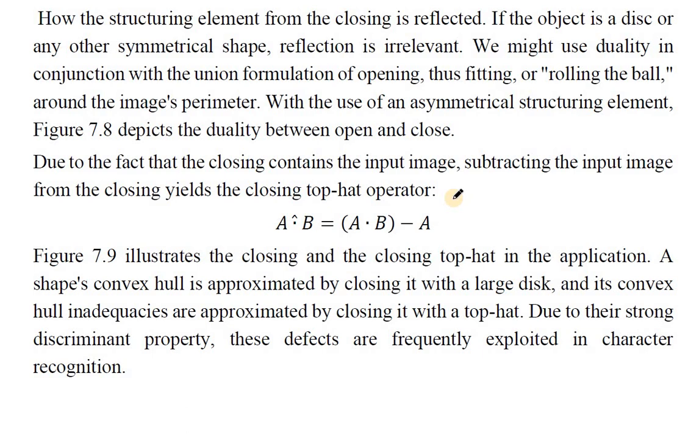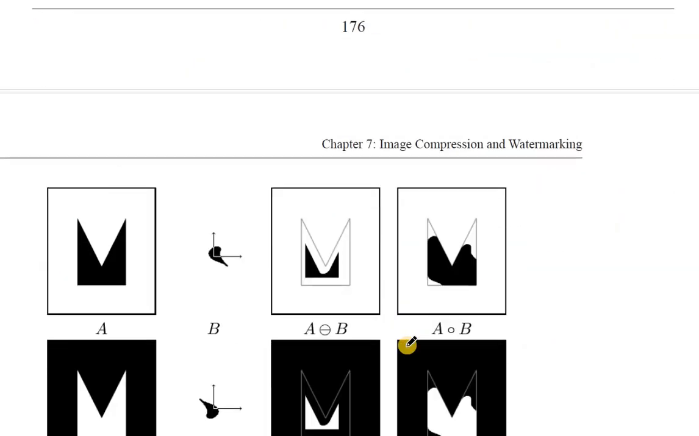Now just like there was an opening top hat, there is going to be a closing top hat. Okay, so what are we going to do? We are going to subtract the input image from the closing answer, which yields the closing top hat. So exactly as opening top hat was, in exactly the same way you have a closing top hat.